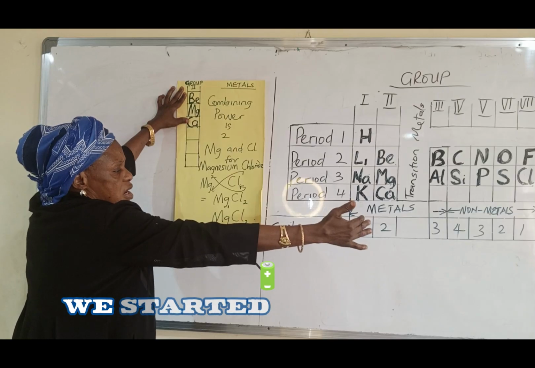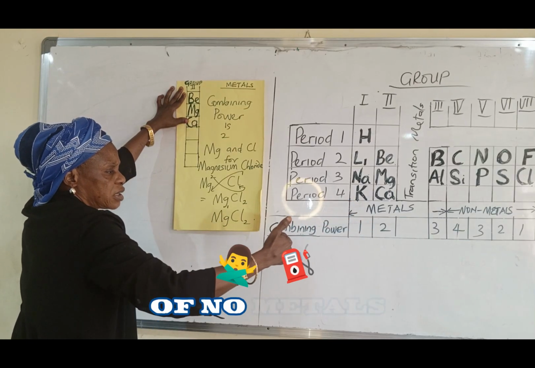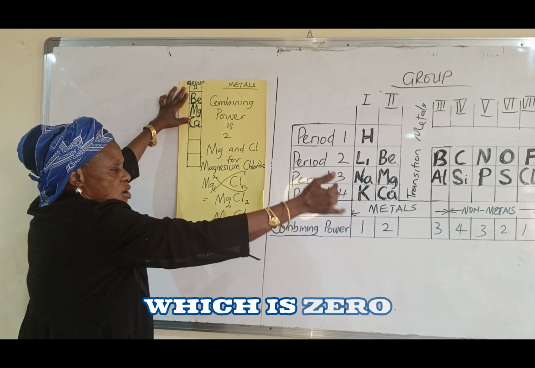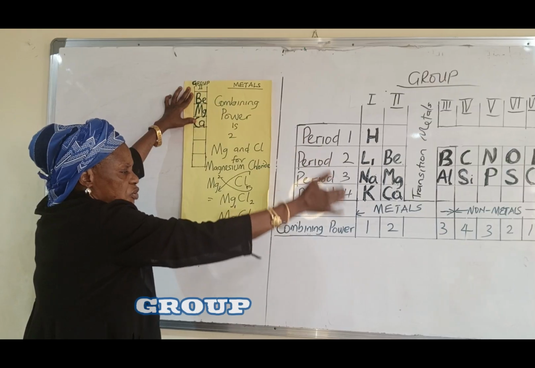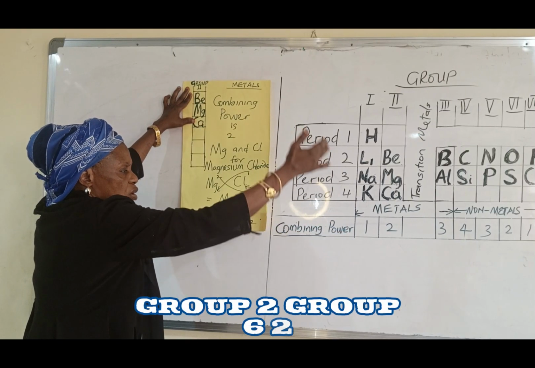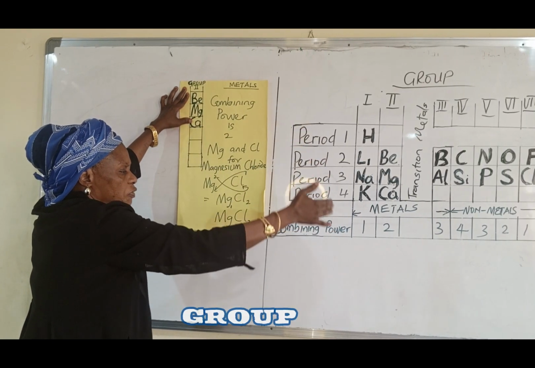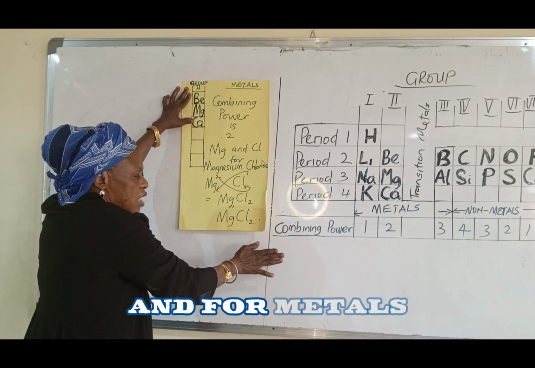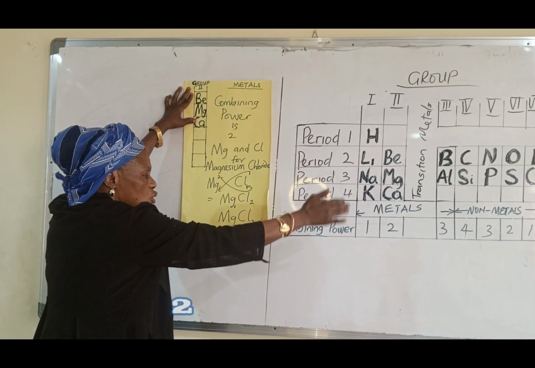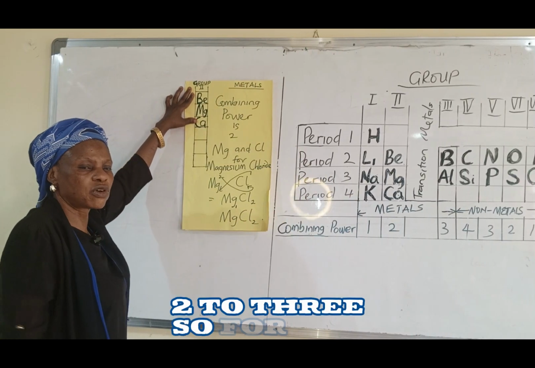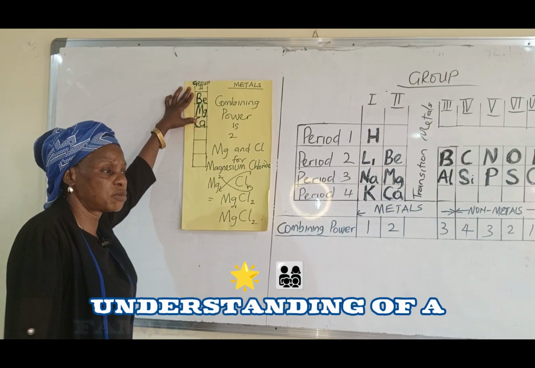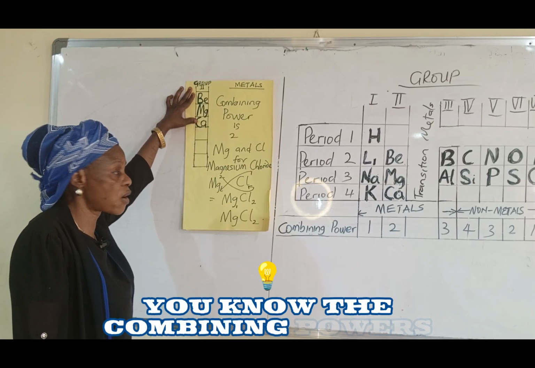We started numbering the combining power of non-metals from the noble gas, which is 0, then group 7 is 1, group 6 is 2, group 5 is 3, group 4 is 4. And for metals, it starts from group 1, 2 to 3. So for easy understanding of the formula of compounds, you know the combining powers.